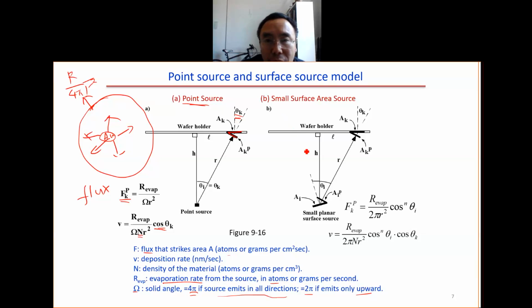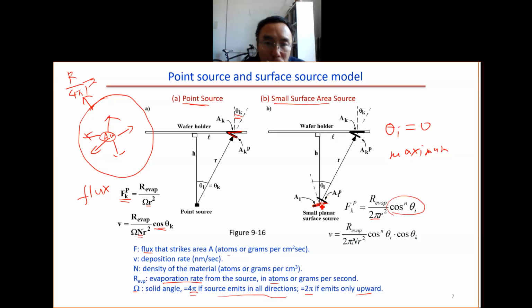Another possibility is called the small surface area source. Here we have a small surface. This is the source. Then the flux is given by R over π r², where Ω equals 2π because it's only upward. Here we have a cosine theta term. You can imagine when theta equal to 0, we get the maximum.